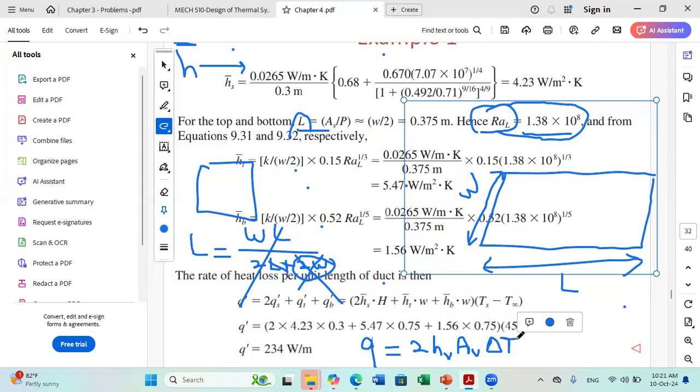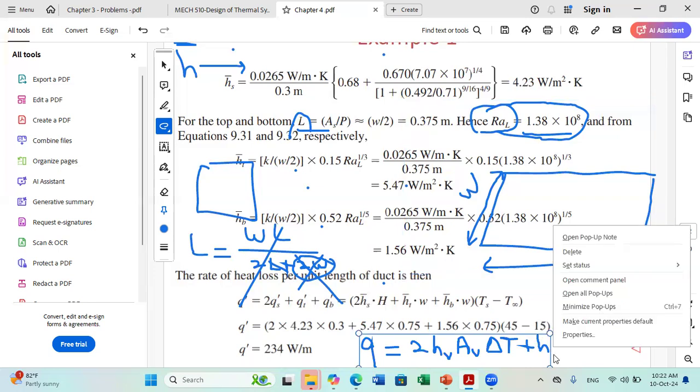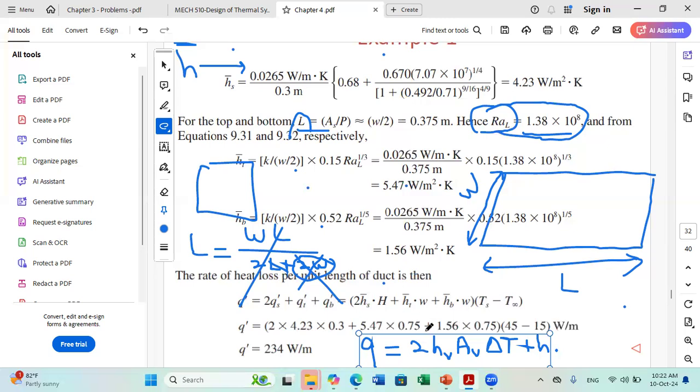Okay, so this is the loss from the vertical areas plus H bottom. Of course, I talk about H bar, average value: H bar vertical, H bar top times area top times delta T, plus H bottom bar times area bottom times delta T.